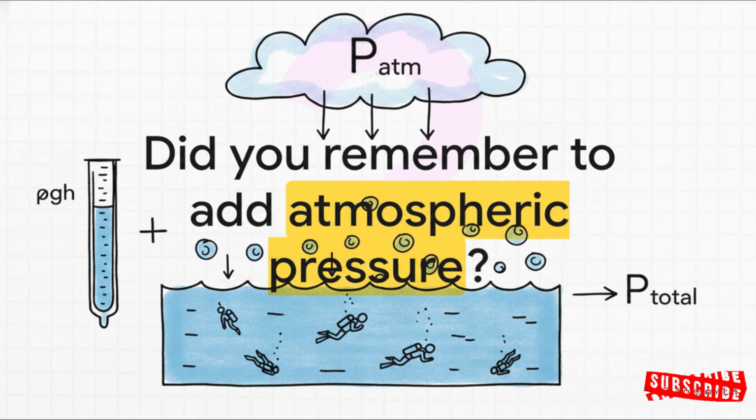Okay, stop right here. Tutor warning: the absolute most common pitfall on exams is calculating only the gauge pressure, that ρgh part, and forgetting entirely to add the atmospheric baseline on top. If a question asks you for the absolute or total pressure at the bottom of a pool, you absolutely must add that 1.013 times 10 to the 5th pascals of atmospheric pressure that's pressing down on the surface. Write that down in big, bold letters in your notes right now.